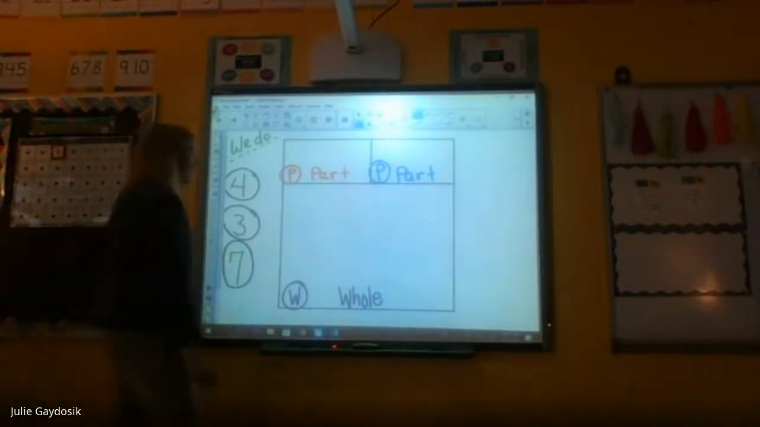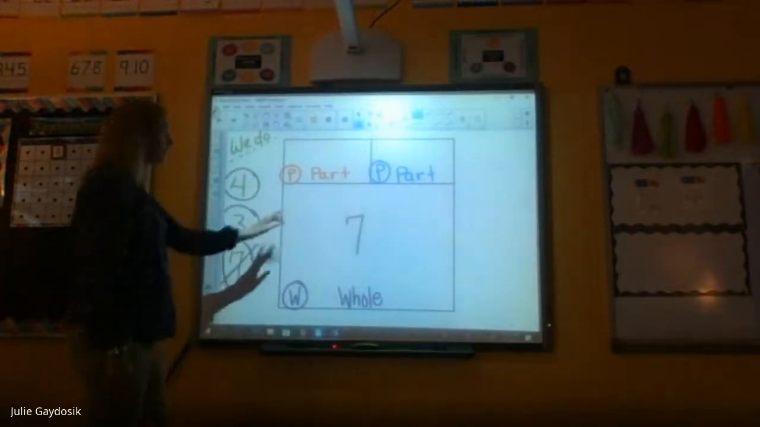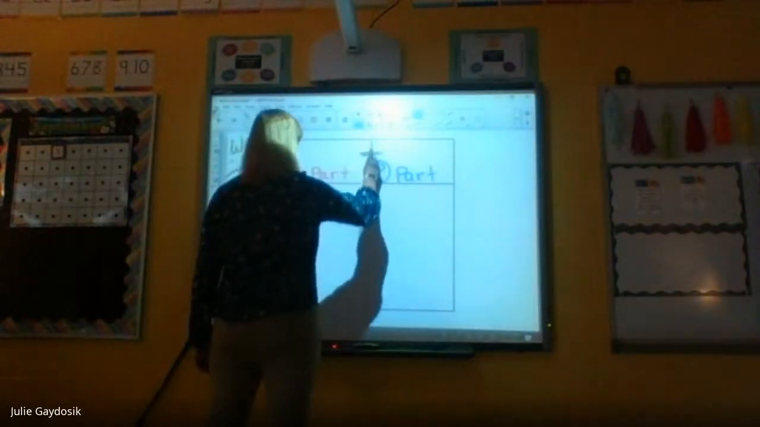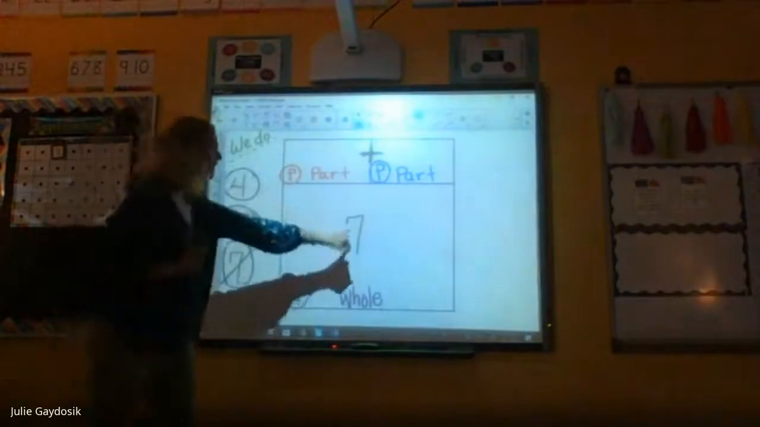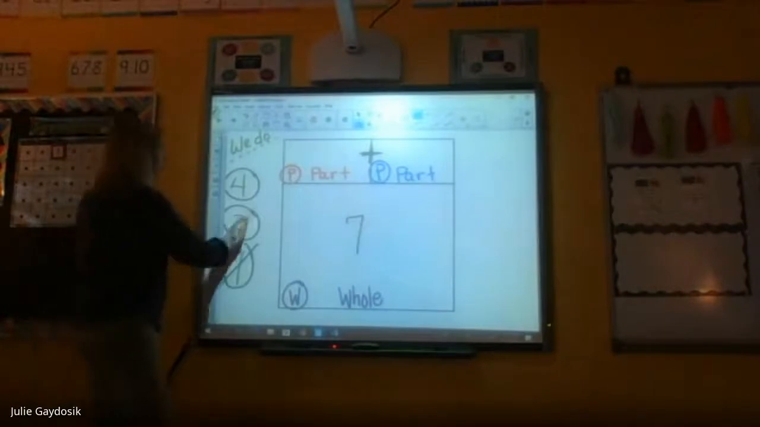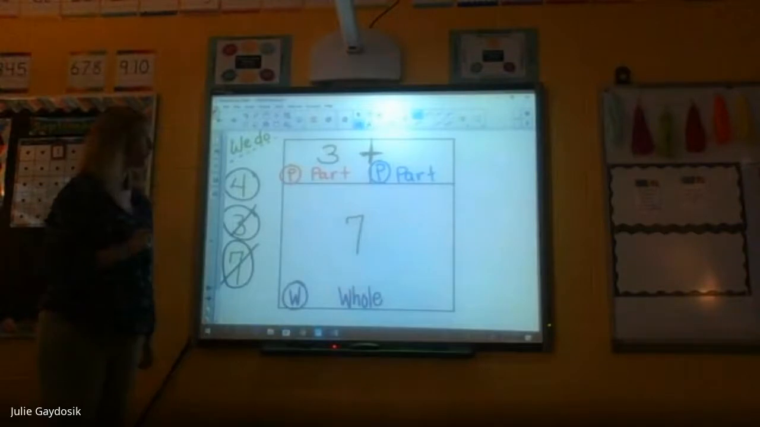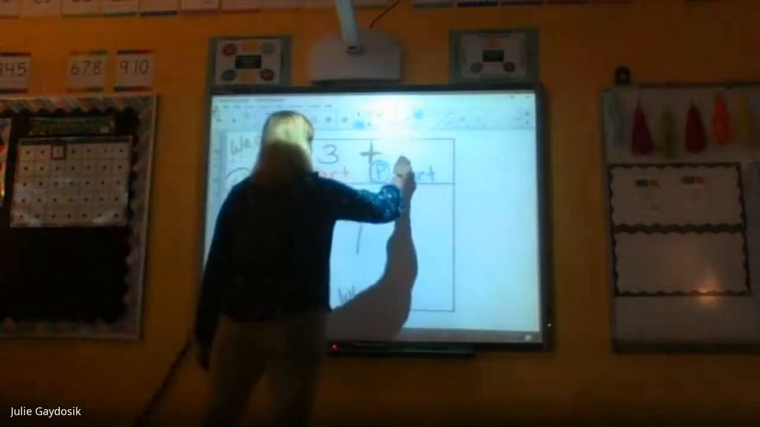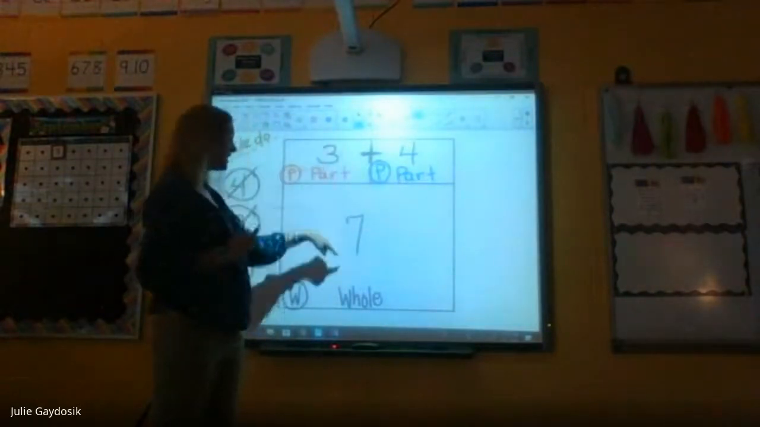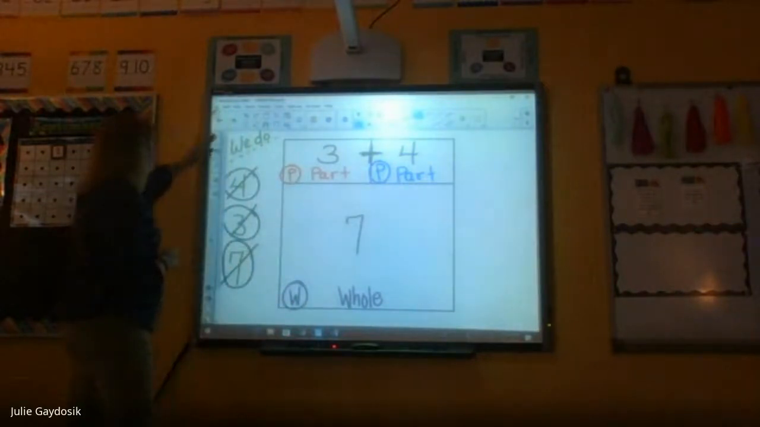That's right, it's 7. So 7 is going to go here in my whole section. Now, don't forget, these two parts added together equal 7. So what is one of my parts? That's right, it's 3. What's another one of my parts? 4, exactly. So you should know that 3 plus 4 or 4 plus 3 equals 7, because 7 is my whole.